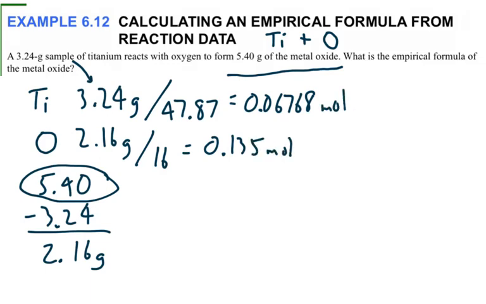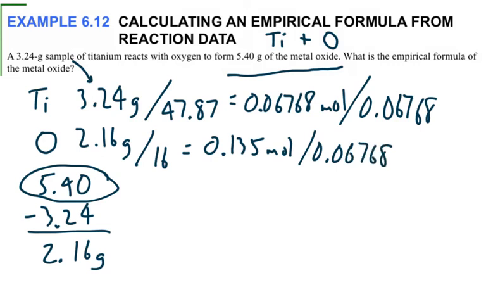Once you convert everything to moles, the next step is to divide by the lowest number, which happens to be this first one up here. So I'm going to divide both numbers by 0.06768. This is going to give me a 1, and this one gives me a 1.99, which is basically a 2.